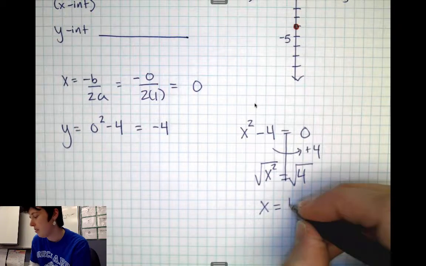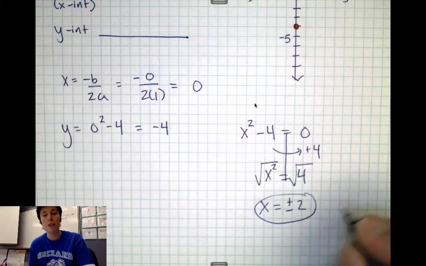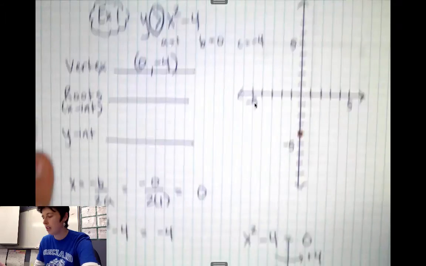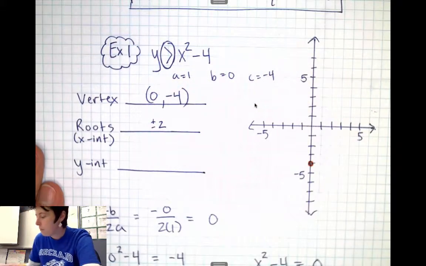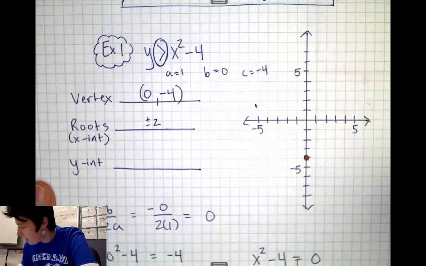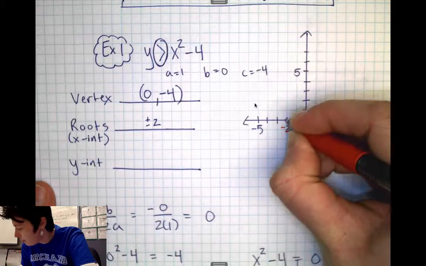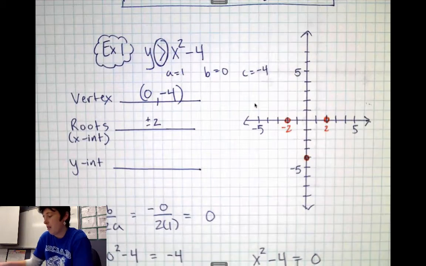So it could be plus or minus 2, which helps me figure out my roots. All right, my x-intercepts are at positive 2 and negative 2. I'm going to write that up here. Plus or minus 2 are my roots, which means on the graph here, at 2 is a root and at negative 2 is a root, which for me is pretty much enough information to draw my graph.